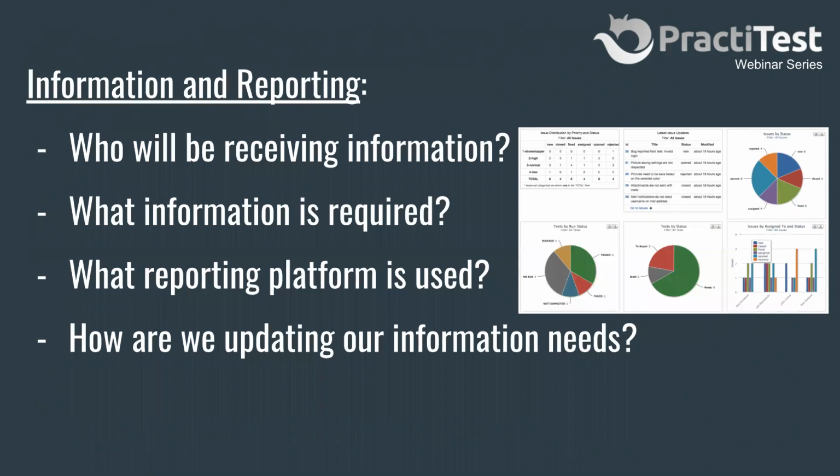Especially for those of us who work in Agile, the most important thing about Agile is the embracement of change. So part of that change is the information needs that are going to be constantly changing, and how can we make sure that we're adapting to that as well?